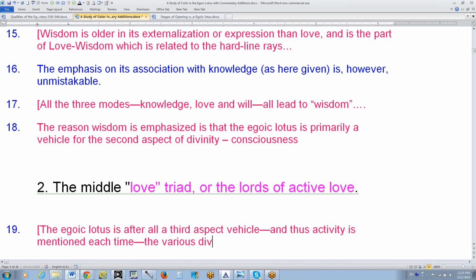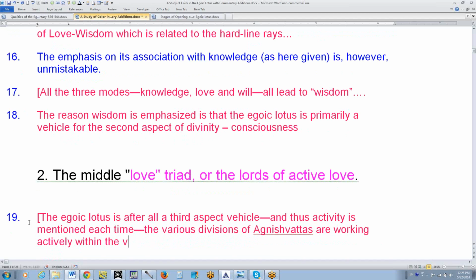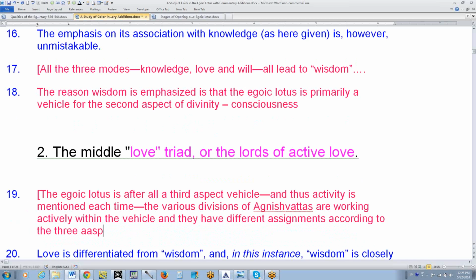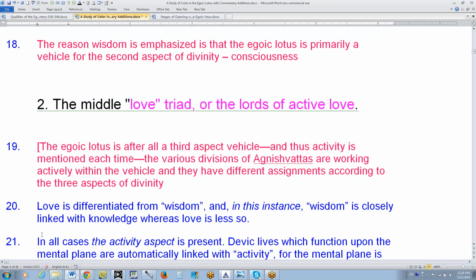The various divisions of Agnishvattas, A-G-N, okay. The various divisions of Agnishvattas are working actively within the vehicle. And they have different assignments according to the three aspects of divinity. So love is differentiated from wisdom, and in this instance wisdom is closely linked with knowledge, whereas love is less so.